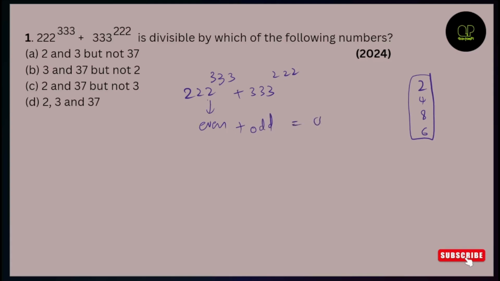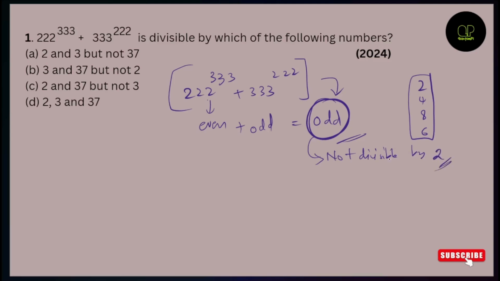Even plus odd will definitely give you a final odd number. So this sum is an odd number. So odd number is definitely not divisible by 2. This is not at all divisible by 2. So look into the options. Is divisible by which of the following numbers? You have an option telling but not 2. So it is divisible by 3 and 37 but not 2. So this is your answer.